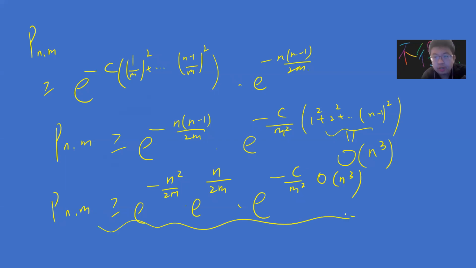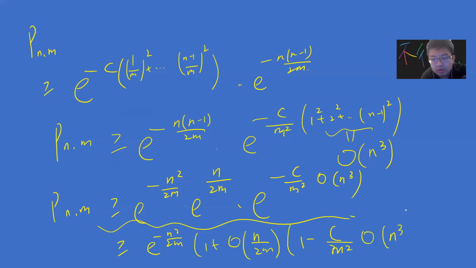Okay, so now I can do the expansion, right? I can say this guy is greater than or equal to exponential negative n squared divided by 2m. Now I expand this. So this guy is basically 1 plus O of n divided by 2m, times 1 minus c n cubed over m squared. Okay, so now we got 2 error terms. So now I get the answer, right? Because now I can easily prove our results.